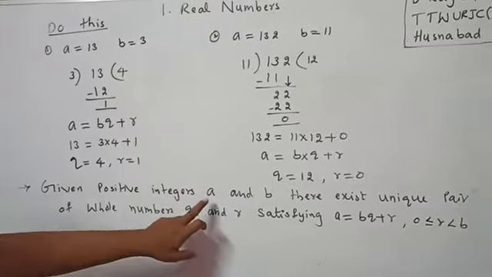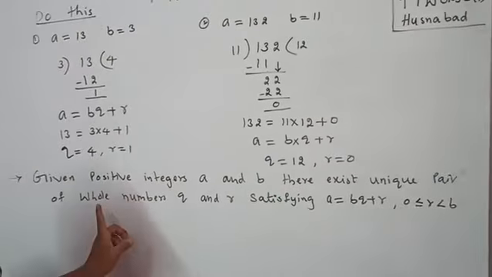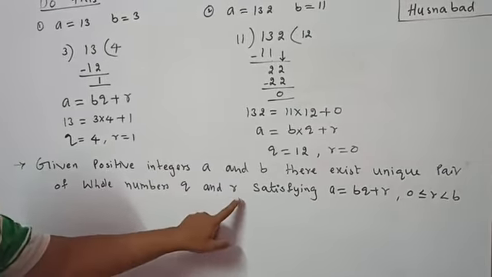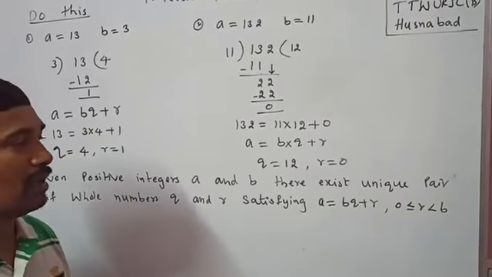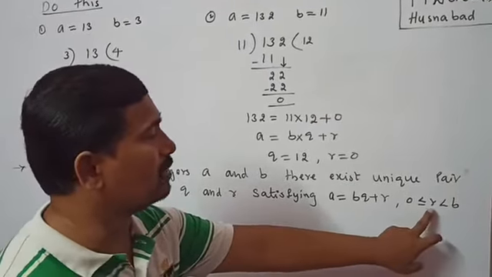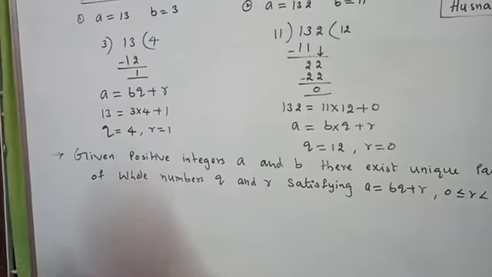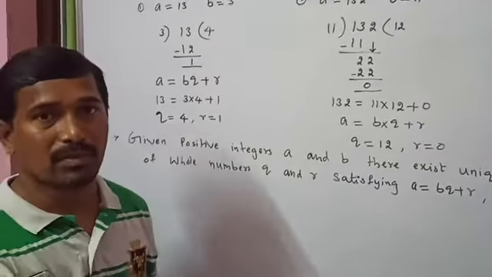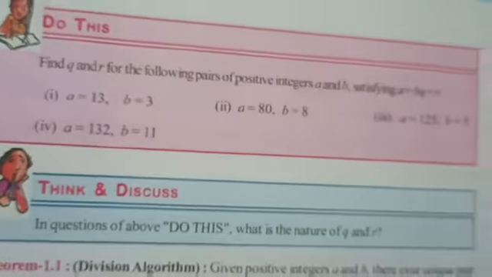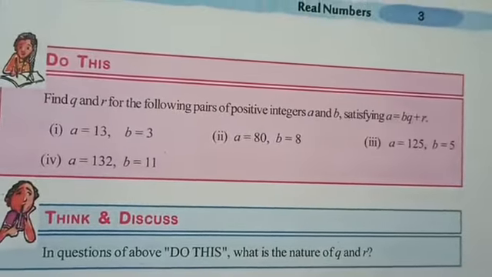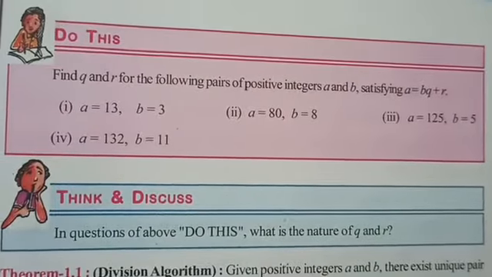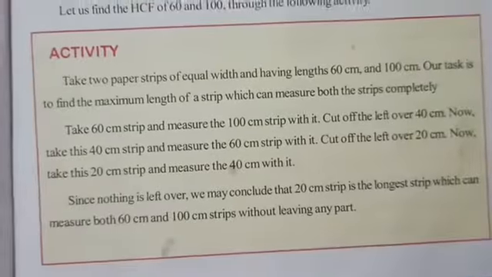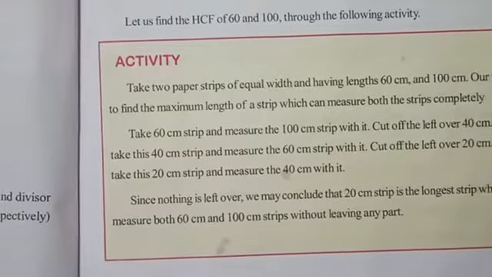Given positive integers a and b, there exists a unique pair of whole numbers q and r satisfying a equal to bq plus r, where 0 less than or equal to r less than b. So you have to do the remaining two problems. Do these remaining problems, think and discuss also, and try to do this activity.